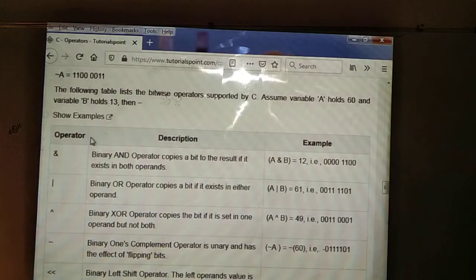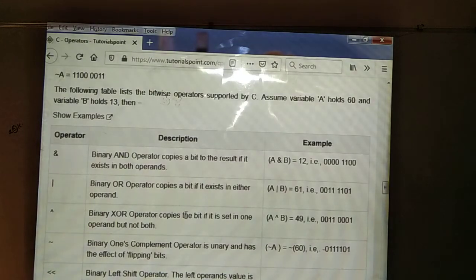In bitwise operators, which type of symbols are we going to be using? Ampersand symbol, first symbol. Binary AND operator copies a bit to the result if it exists in both the operands, means here we are going to be storing the data, copies the bit of result if it exists in both the operands. AND operator. Next, binary OR operator copies the bit if it exists in either operand.